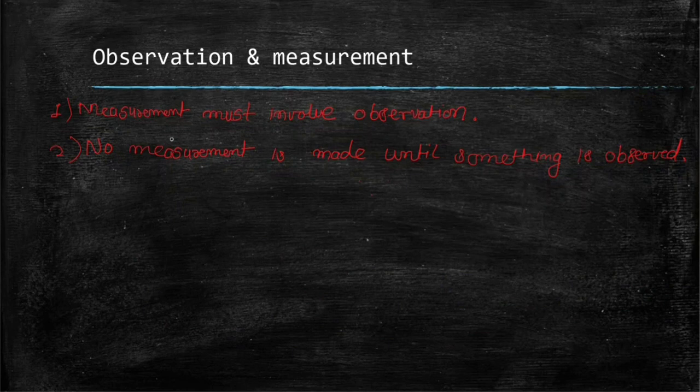So these are the two sentences that we wrote. Measurement must involve observation, like a lot of observation of pulling, measuring, centering. This kind of observation is required before measurement. And the second one, no measurement is made until something is observed. You'll have to observe a lot of things. After that only you make the measurement.